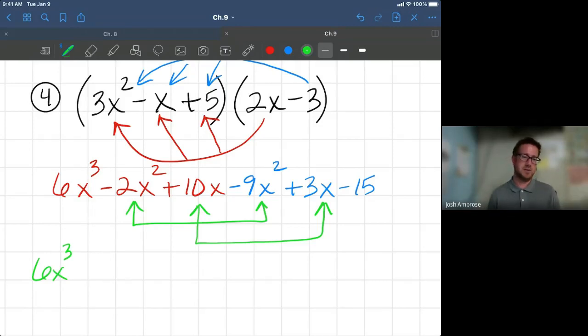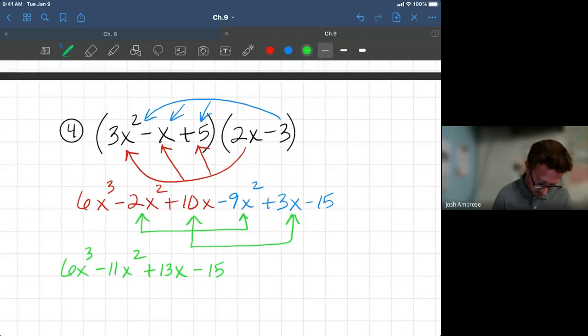Then I have a negative 2x squared. I have a negative 9x squared. They're like terms, both negatives. So that's going to be negative 11x squared. Then I have a positive 10x. I have a positive 3x. That's going to create a plus 13x. And then the negative 15 doesn't have anyone to go with, so it just drops straight into the answer. All right, and this is our answer.